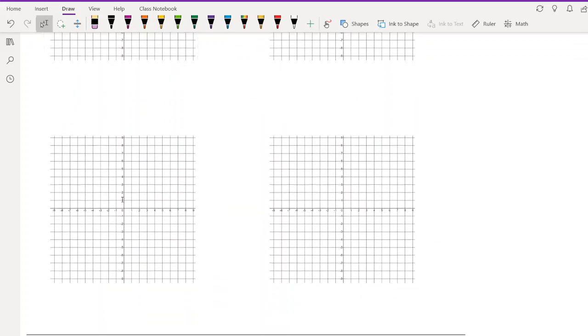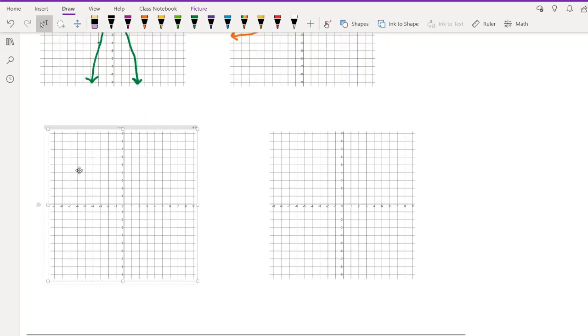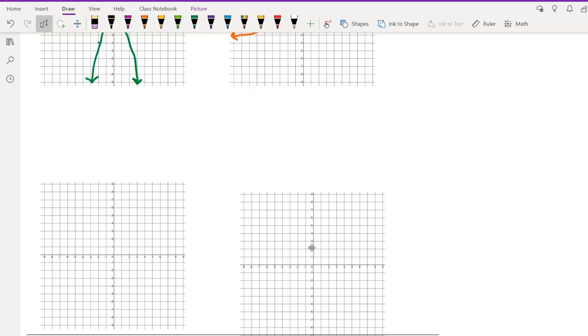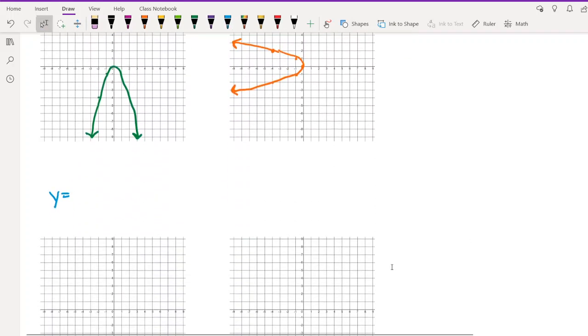Okay, a few more examples. The next one I want to do is going to be y is equal to, sorry, I like to be consistent with my notation. I guess I said example. So let's do y is equal to 2x².